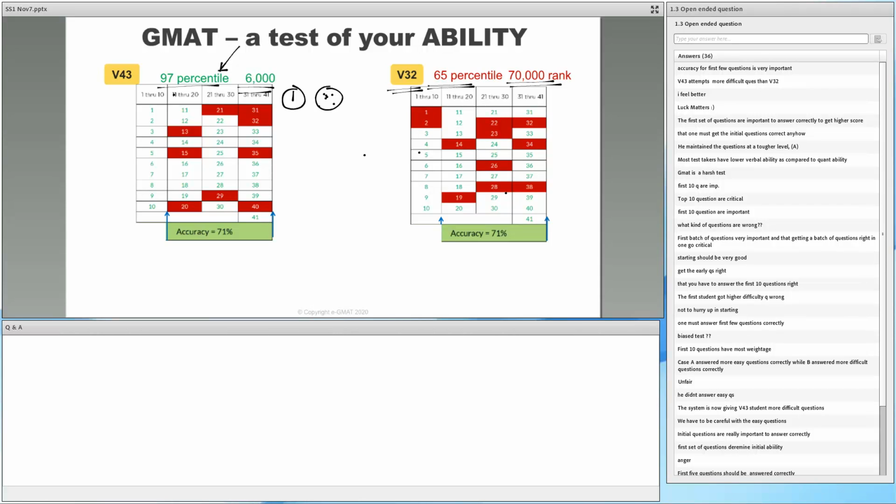The second group is people who are saying, okay, I've got to answer the first 10 questions correctly. They really say, hey man, this is an opportunity. I get the first 10, I'm golden. And the third group of people actually understand this and say that student 1 would have answered the difficult questions correctly. That's why he got a 97th percentile.